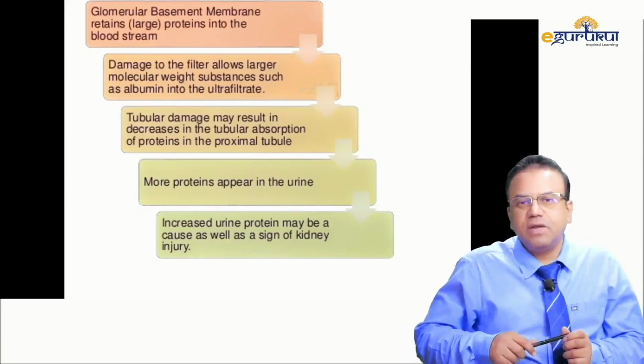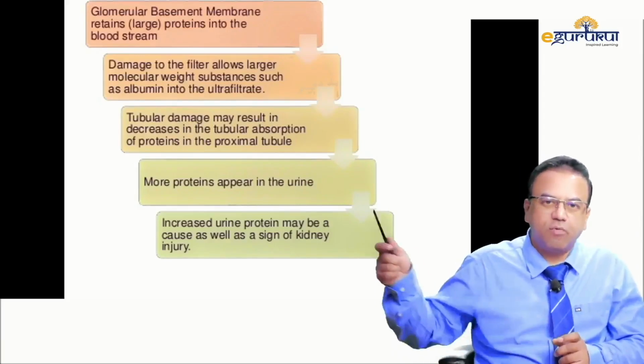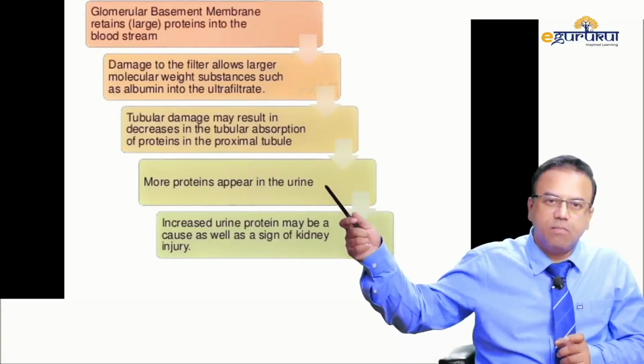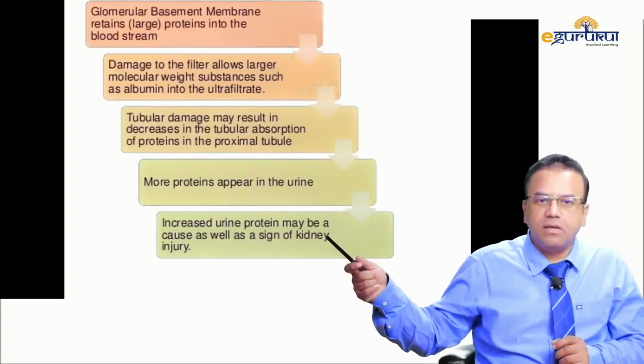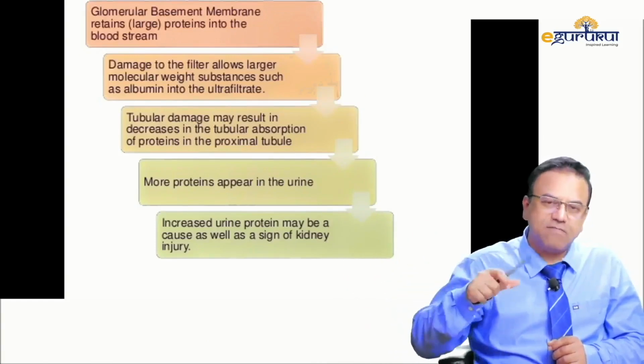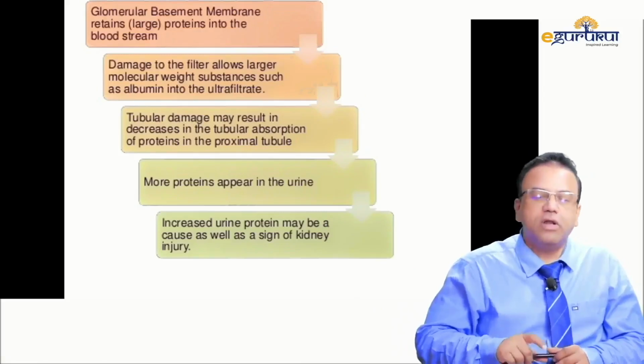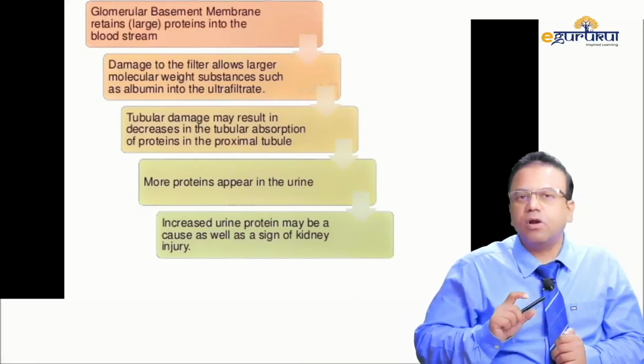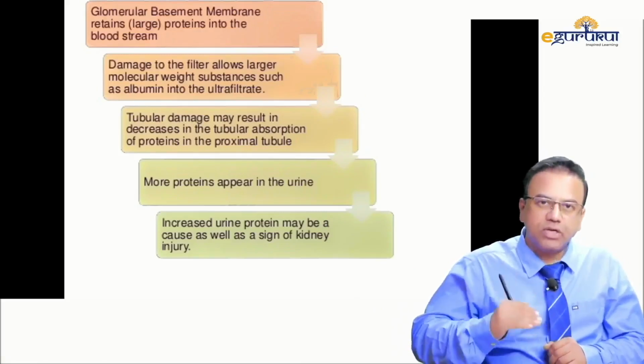Tubule damage may result in a decrease in tubular absorption of proteins. More proteins appear in the urine, and increased urine protein may definitely be a sign of kidney injury, and actually the protein itself may cause more harm. So reducing proteinuria is definitely a very important modality to prevent progression of CKD.